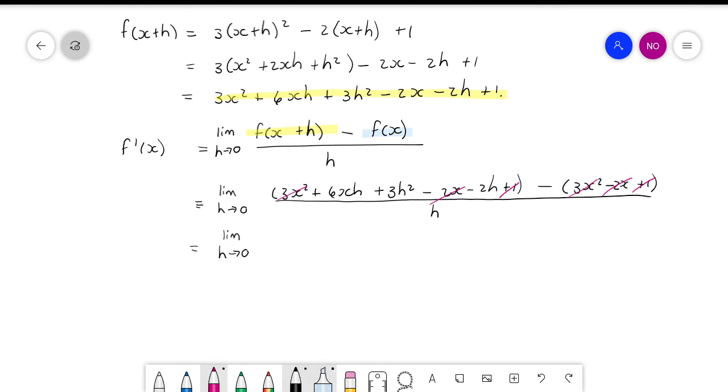We're left with this. Okay, so now we said we can't simply go and say, well, h is tending towards 0, so let's set it equal to 0, and why not? We didn't do this in the previous example because it wasn't necessary, but there's a step that we need to do here.